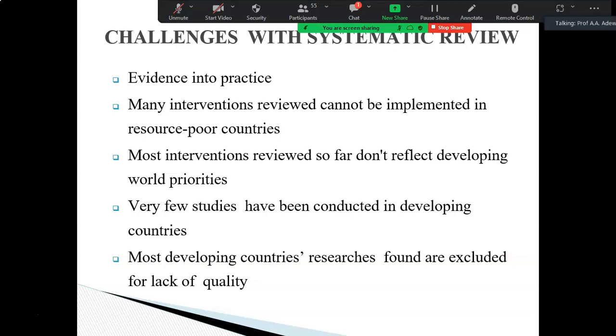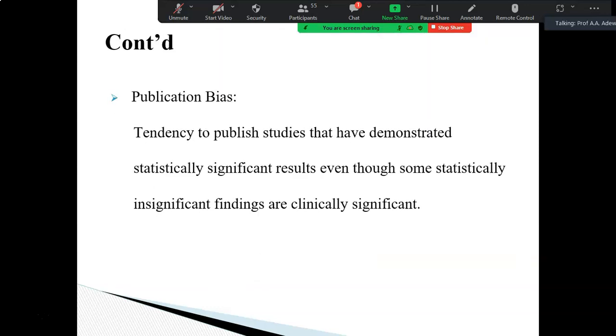There are very few studies that have been conducted in developing countries, for obvious reasons. Number one, access to studies, access to databases that will be able to give us all the articles we want to do systematic review. Most developing countries' research found is excluded for lack of quality. A number of times we don't do high quality studies. And of course, if we don't do high quality studies, it is not likely such studies will be included when systematic reviews are being conducted.